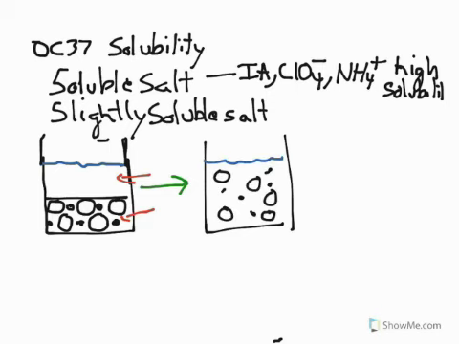I get a mixture of water and the salt right here. So this is my solution down here, and the big circles are anions, and the small black dots are cations. You'll learn more about that later. And when it dissolves, it dissolves 100%. Now, a slightly soluble salt does a different picture.